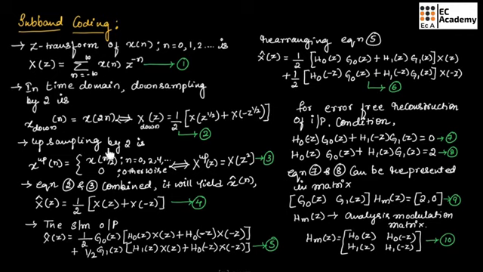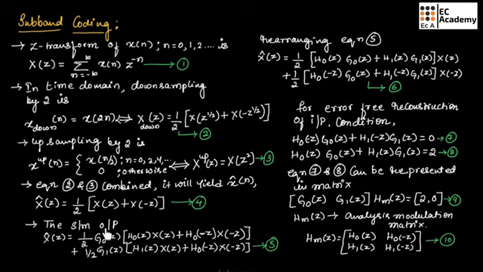The upsampling is done by 2 and that can be written as x up of n equal to x of n by 2 for n values 0, 2, 4 and so on, and it will be 0 for other values of n. So the Z transform for this sequence can be written as x up of z equal to x of z square. Now we can combine equations 2 and 3 and write x cap of z, that is the Z transform of the output, equal to 1 by 2 into x of z plus x of minus z.